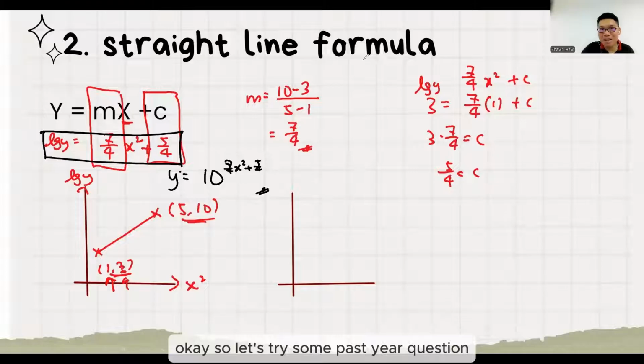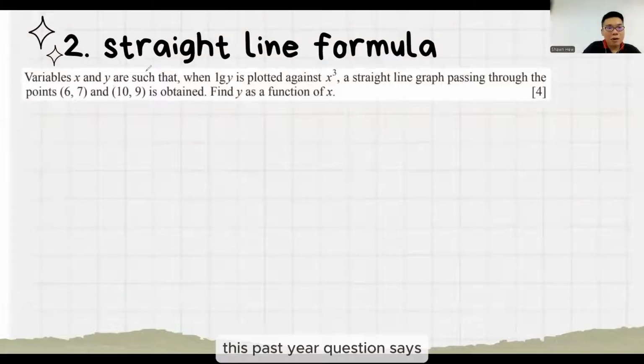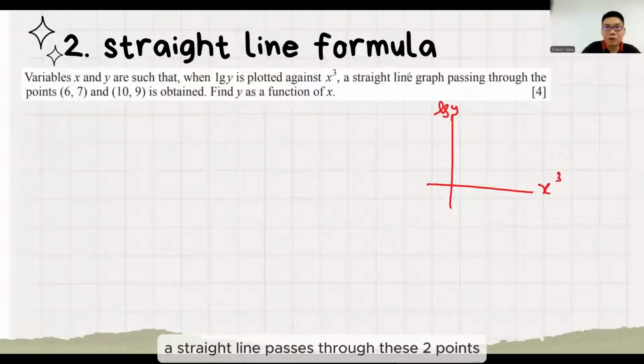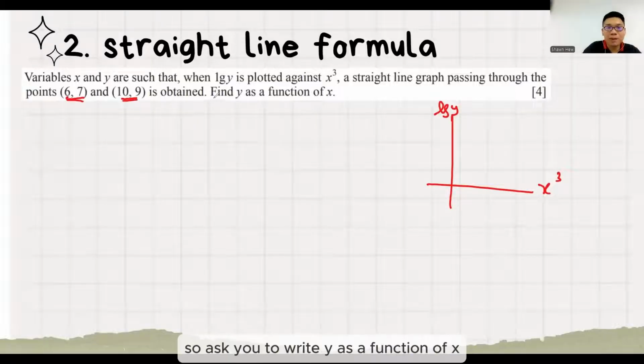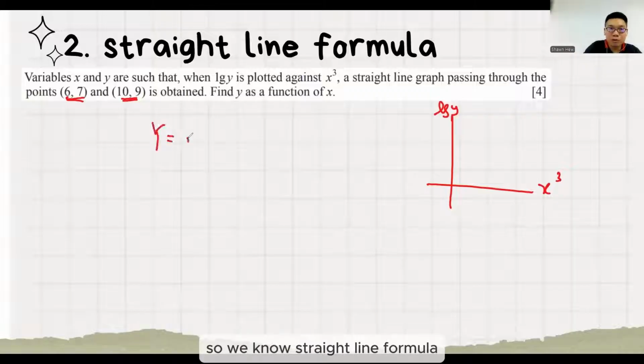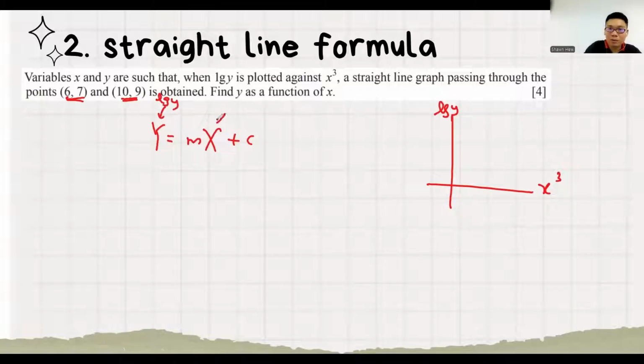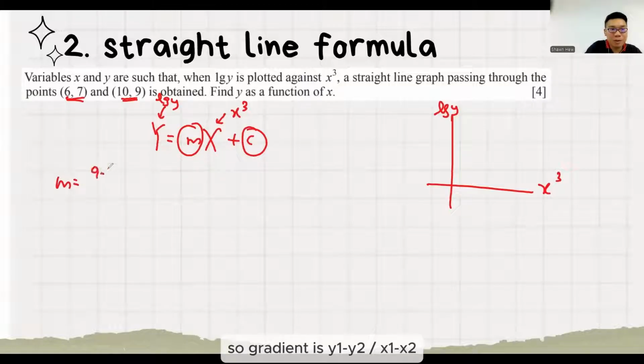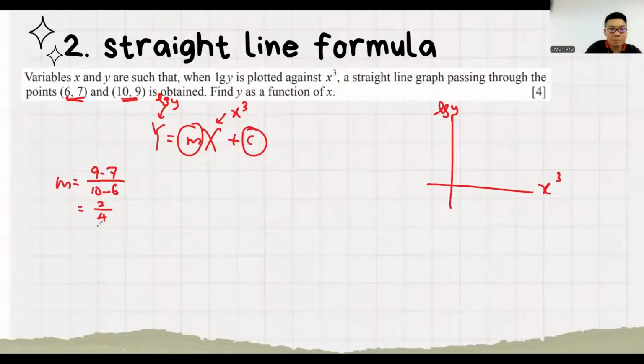Let's try some past year questions. This past year question says LGY is plotted against x cubed. A straight line passes through these 2 points. It asks you to write y as a function of x. We know the straight line formula. We just need to focus on finding my gradient and c. The gradient is y minus y over x minus x.